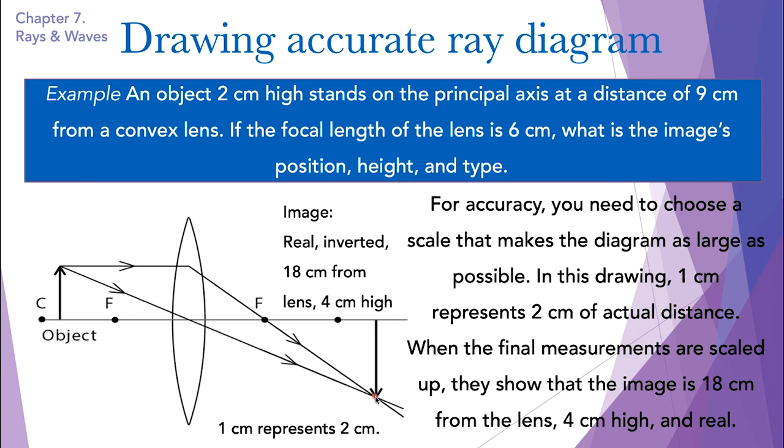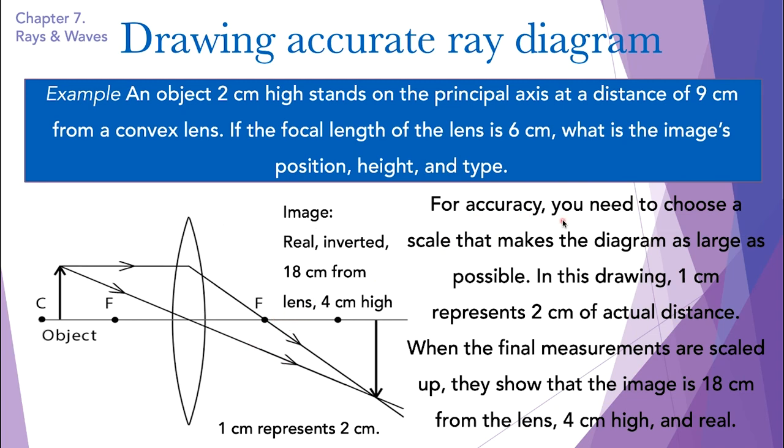So we measure this point's height from the principal axis and the length from the convex lens. And what we get is that this image is 4 centimeters high and 18 centimeters from the lens. So this is how we make this ray diagram. We found the position 18 centimeters, height 4 centimeters, and type real. It is an upside down image as well. So this is how we draw ray diagrams.